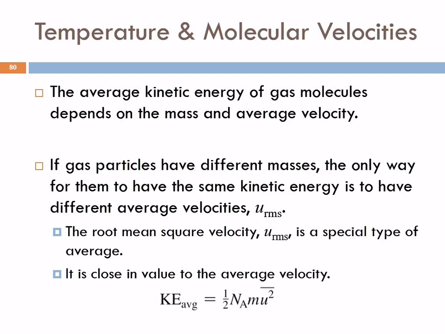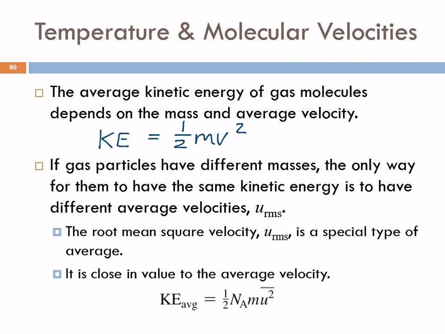So if we look at temperature and molecule velocity, the average kinetic energy of gas molecules depends on the mass and the average velocity, and that's that equation. Kinetic energy equals 1/2 the mass times the velocity squared. And that's physics, so if you don't like that, go talk to some physicist and argue about it with him. If the gas particles have different masses, the only way they can have the same kinetic energy is to have different average velocities. Everybody okay with that? It's kind of what we were just talking about.